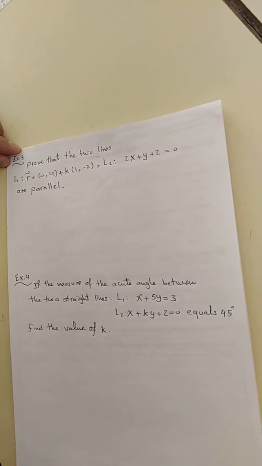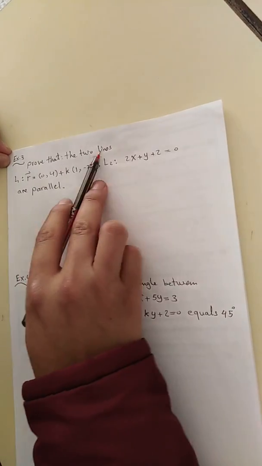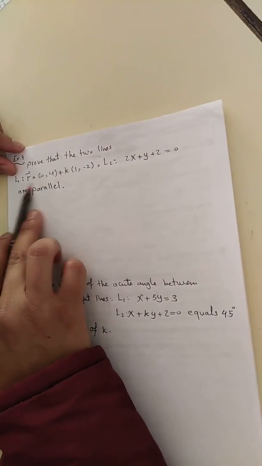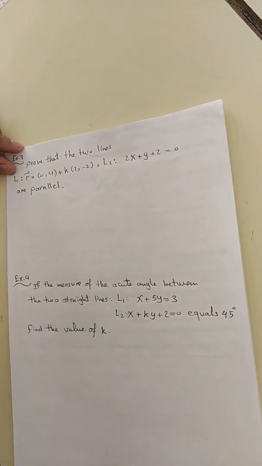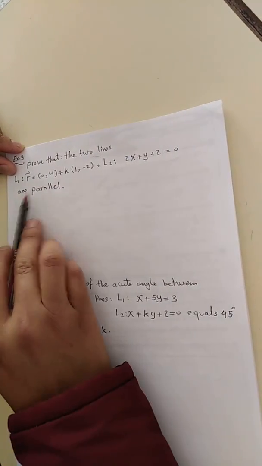Another idea, number 3: prove that the two lines, the first given in vector form and the second in Cartesian form, are parallel.